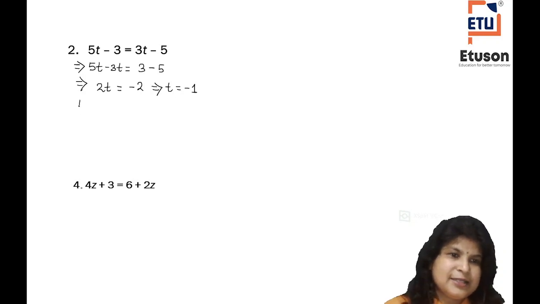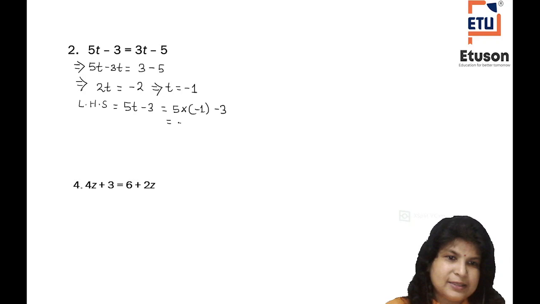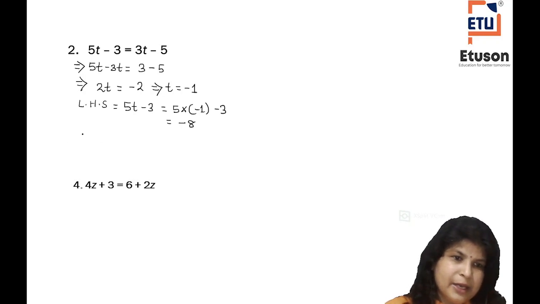So let us check whether we are correct or not. What is there in the left hand side? That is 5t minus 3. So what next are we supposed to do? We are going to put t is equal to minus 1. So 5 into minus 1 minus 3. So what is your answer then? That is equal to minus 8.